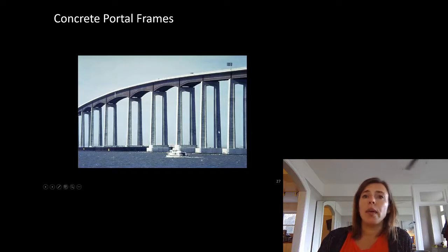And then just a kooky image of a concrete moment frame. Again, not a common construction method, although it does appear now and again. I did a renovation on a building, and no matter how I modeled it, I could not see how they were resisting their lateral loads.